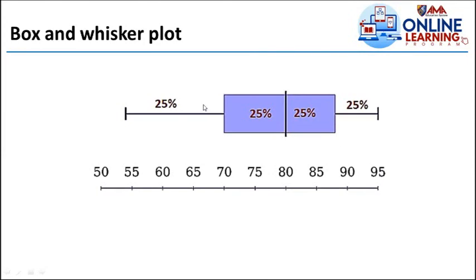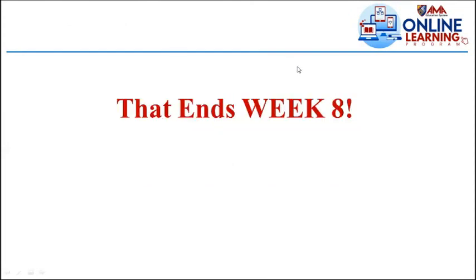So this is the other 25%, this is the other 25%. So which means this one represents the whiskers, okay, from 54 to 70 and also from 88 to 95. This one represents the lower quartile and this one represents the upper quartile and this one from 70 to 88 represents your box. Okay? So, that ends our Module 8, which is all about data management.